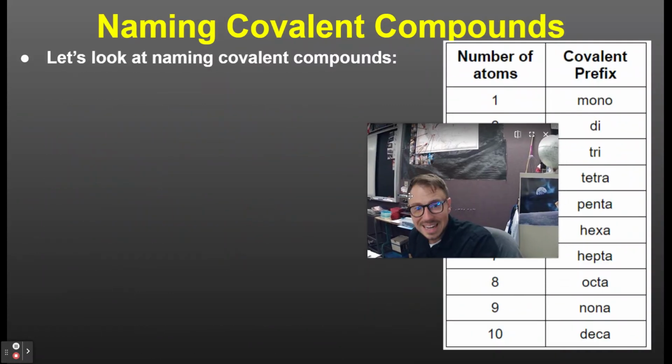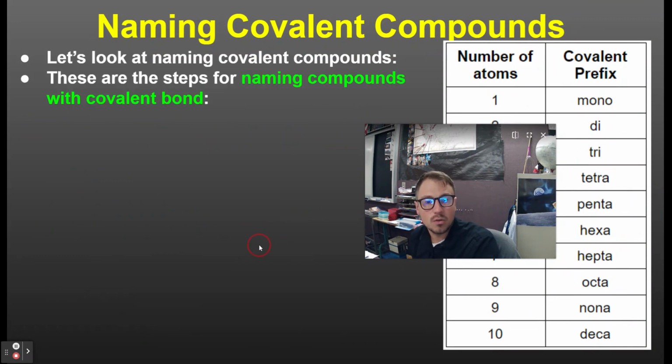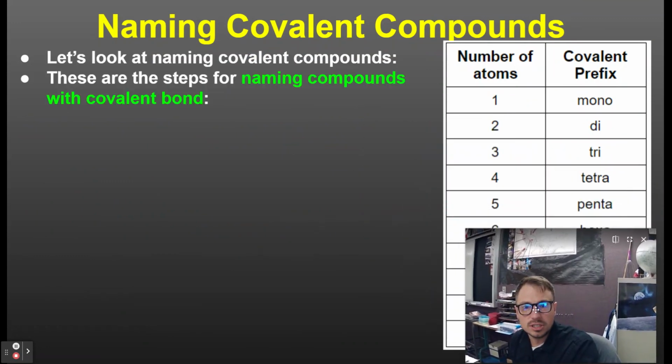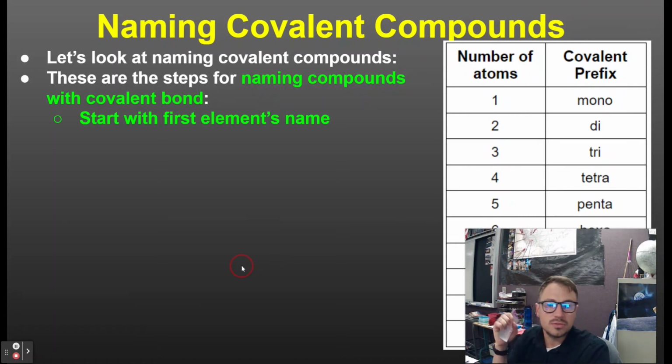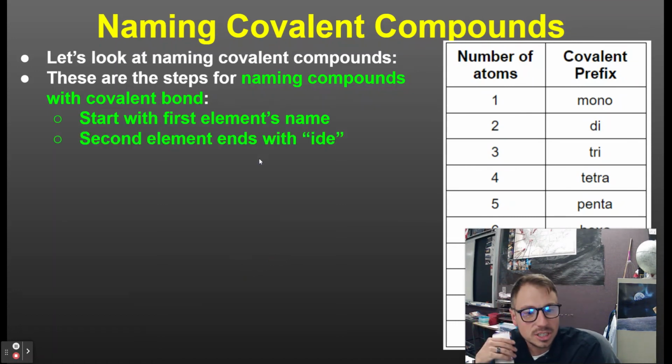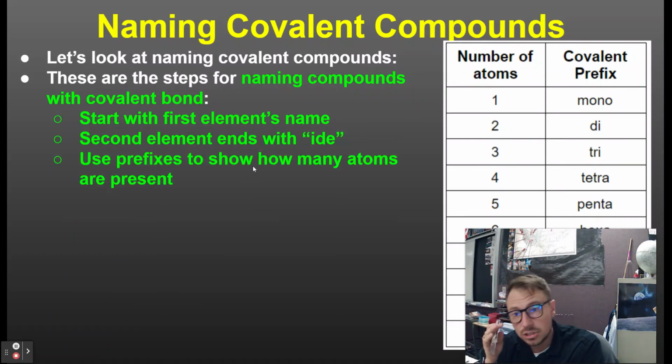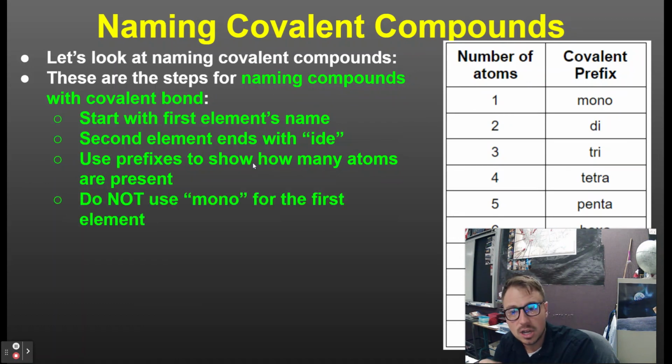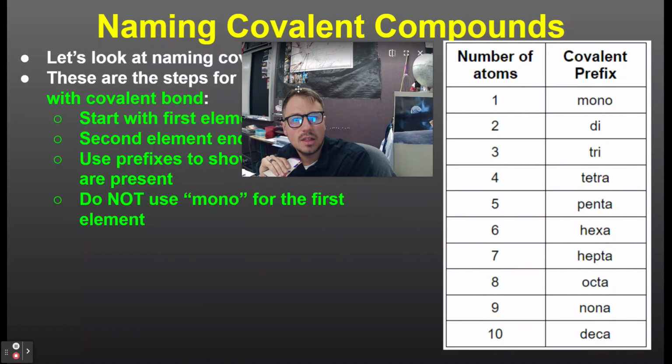Naming covalent compounds is a little bit different. These are the steps for naming compounds with covalent bonds. You start with the first element's name. The second element ends in IDE. Same process as the ionic bonds, but there is an extra step: you use prefixes to show how many atoms are present. Do not use mono for the first element. You can see here the prefix chart, with the number of atoms and the covalent prefix.